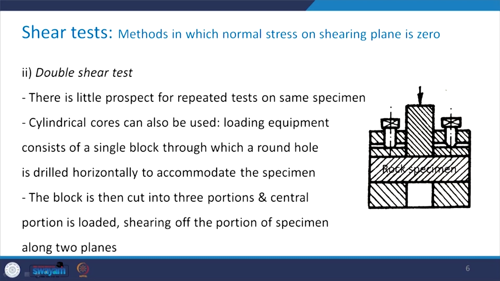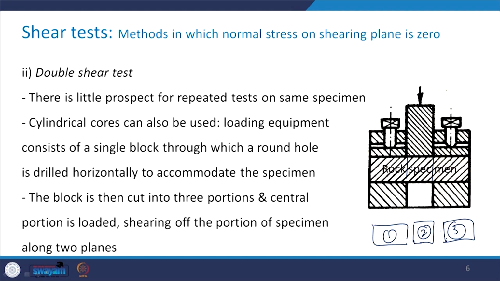In case of the double shear test, you cannot repeat the test on the same specimen, because the moment it cuts, so you get 3 portions of the specimen like this. So, in this case cylindrical cores can also be used.